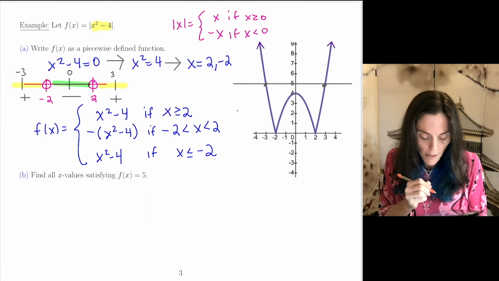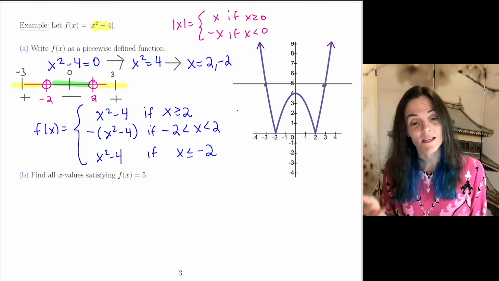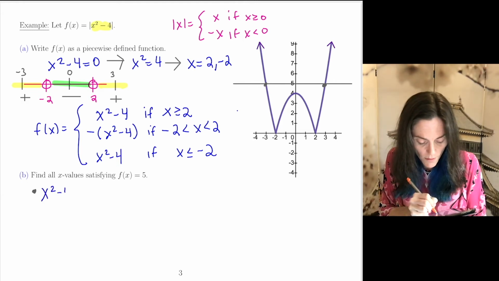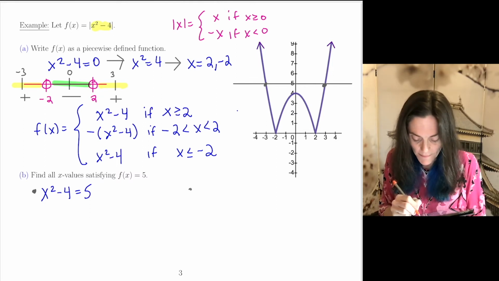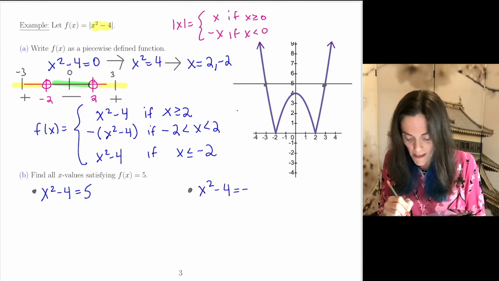So if you think about the exercises we did on the last page, I really have 2 possibilities. One is x squared minus 4 is equal to 5. And the other one is x squared minus 4 equals negative 5.